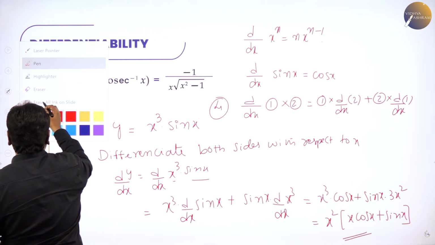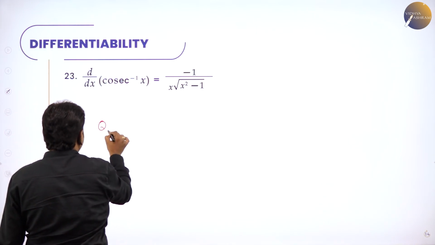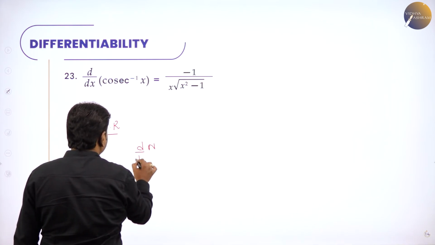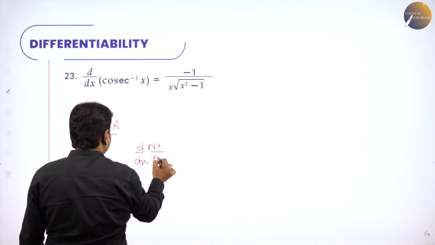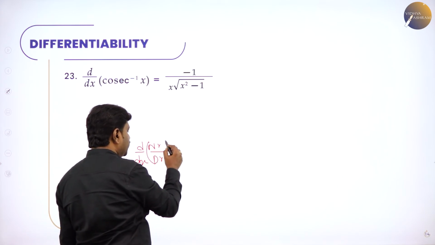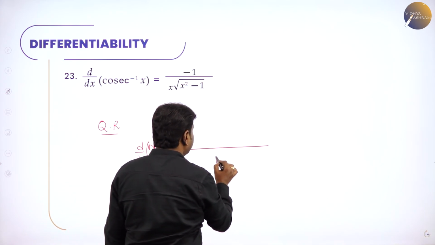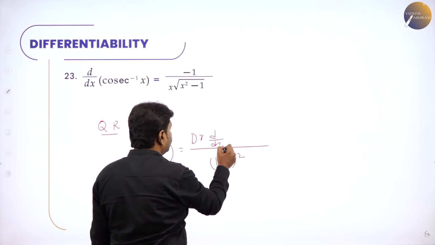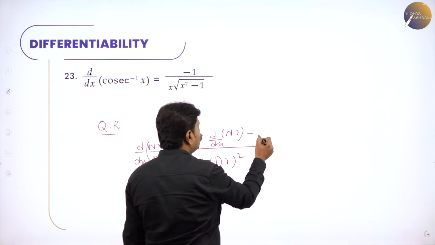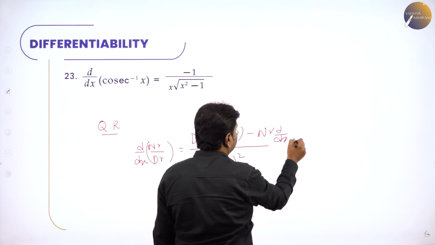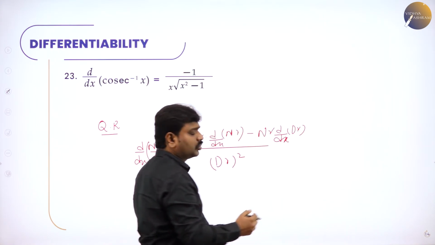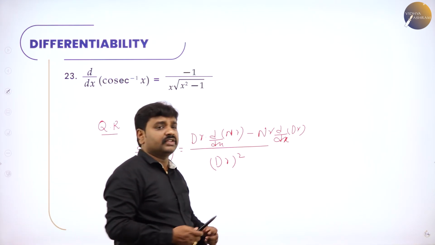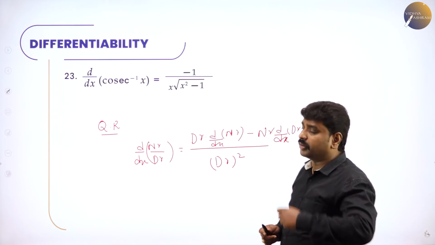So we also have what? Quotient rule. So quotient rule: d by dx of numerator by denominator. If you have numerator by denominator, we'll have denominator the whole square, and in the numerator, denominator into derivative of numerator minus numerator into derivative of denominator. So this is called quotient rule. When you have a rational function, numerator by denominator, you can use this.